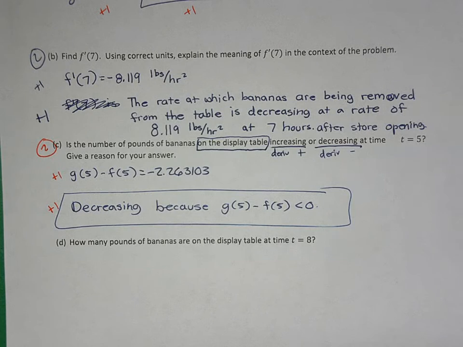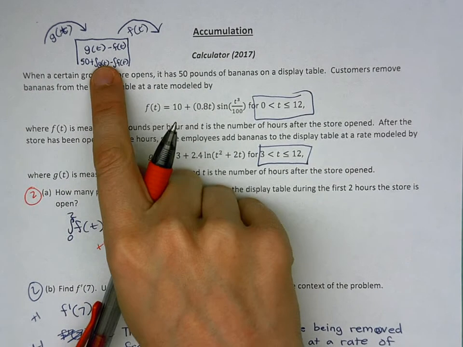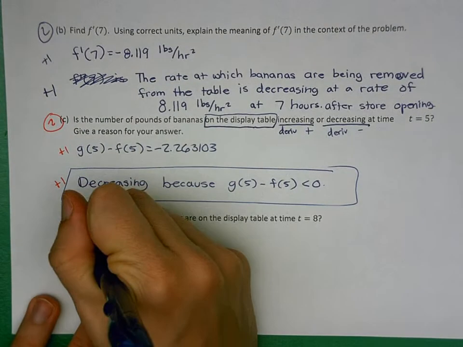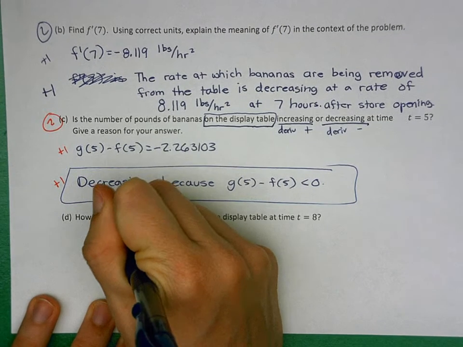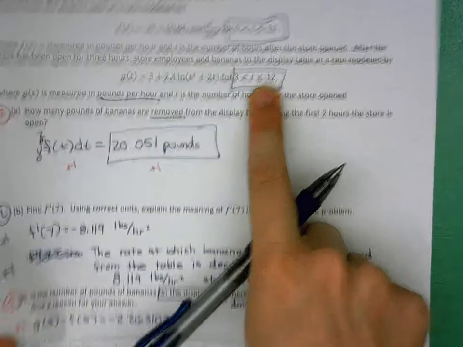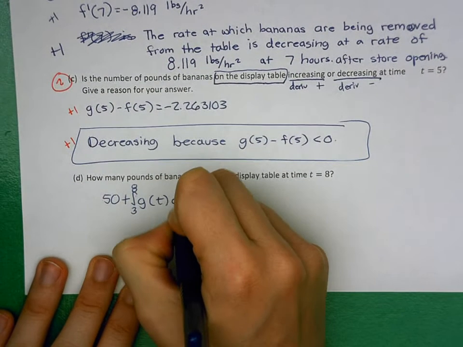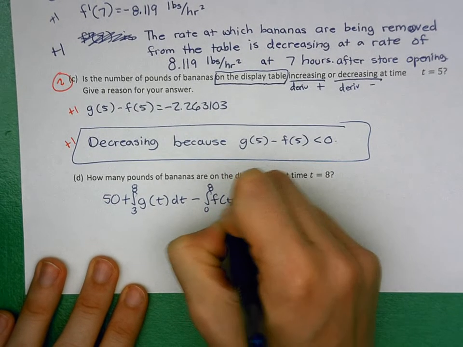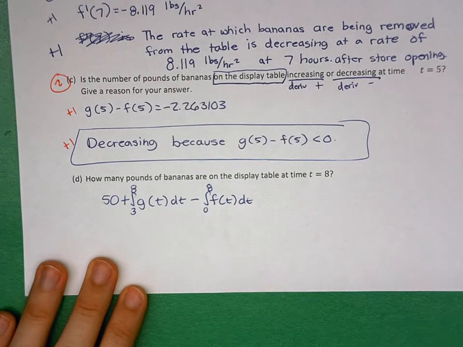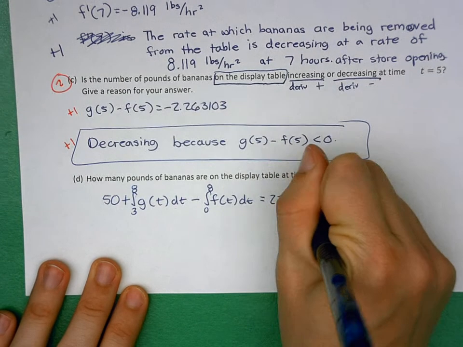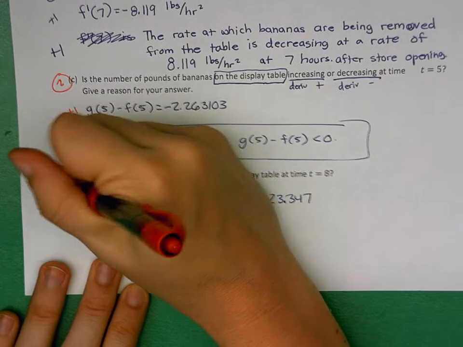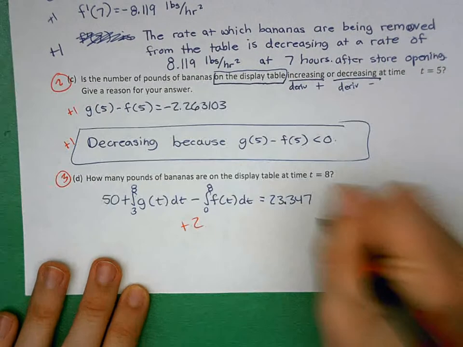Okay, D, how many pounds of bananas are on the display table at time t equals 8? Well, the total number of bananas on the display table, so again, a total is an integral. That's what an integral is. It is a total. And so on the display table at t equals 8 would be this guy here. That's the amount on the display table. And so we are going to do our 50 plus our g function. Now our g function, remember, started at 3, not at 0. Minus our f function. And we take that and we plug it into our calculator, and you should get 23.347. Okay, this was worth 3 points. 2 were for the integrals, and 1 was for your answer.